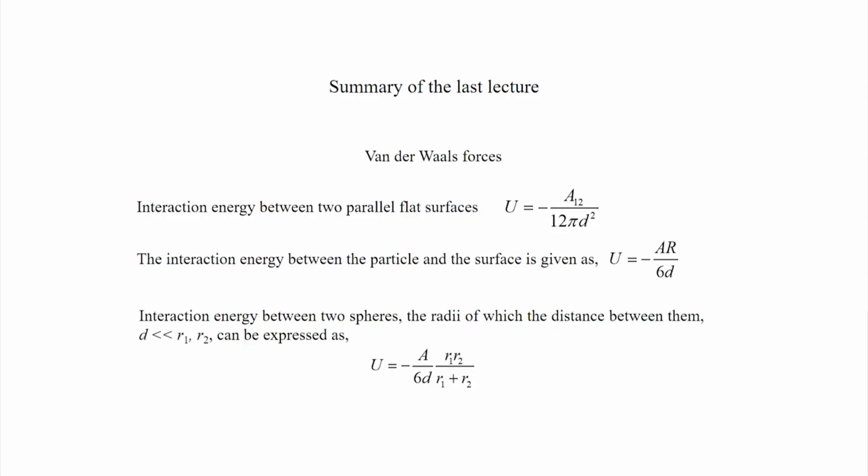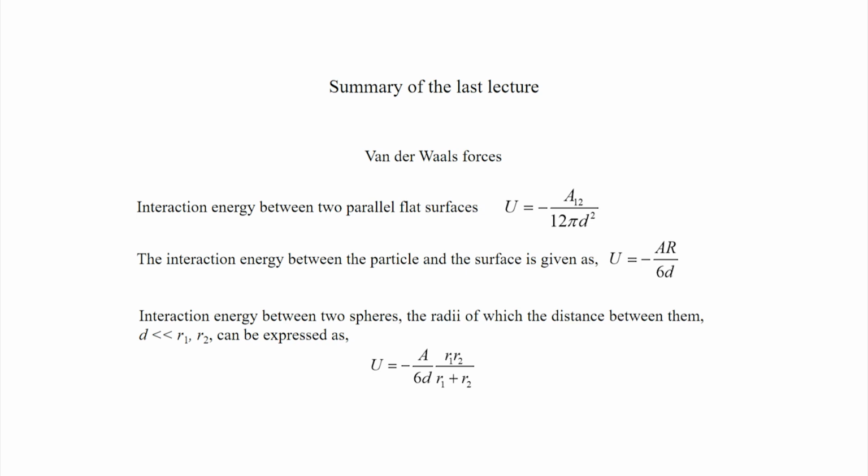We are at lecture 18 today. In the last lecture we discussed surface forces, interfacial forces and interfacial energies, and I introduced the idea of the Van der Waals force of interaction. I showed that the interaction energy between two parallel flat surfaces goes as U equals minus A12, that is the Hamaker constant, by 12 pi d squared.